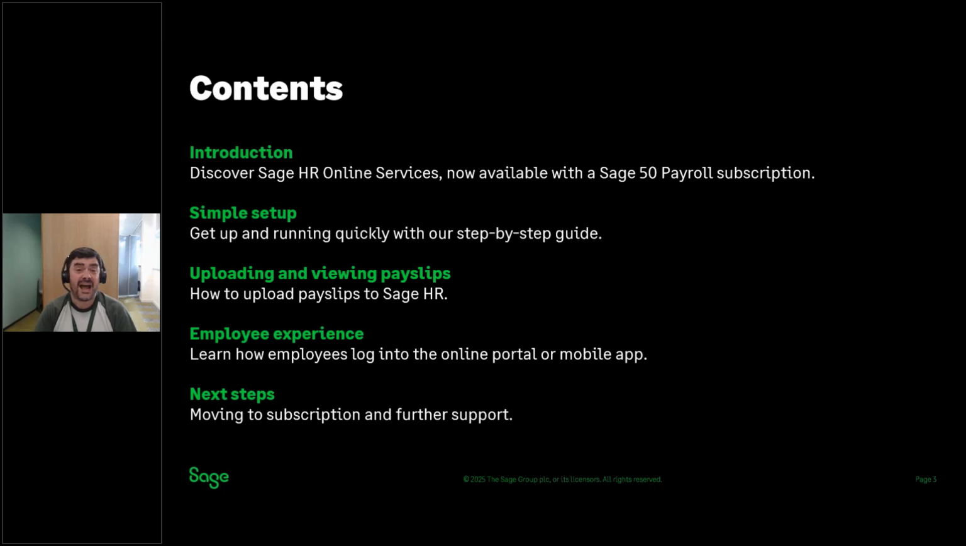I'm then going to demonstrate how to upload and view payslips. So you upload them from your payroll software and you view them from a browser in Sage HR or from a mobile app if you're an employee. And then we're going to go into more detail on the employee experience, showing you the employee's journey from the point that you set them up for online payslips to them logging into the online portal, and also a look at the mobile app as well.